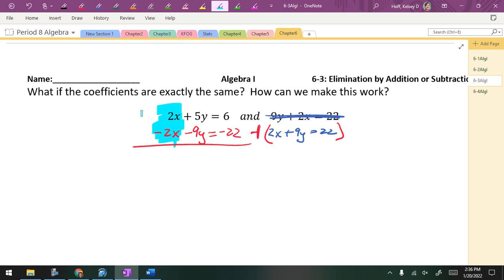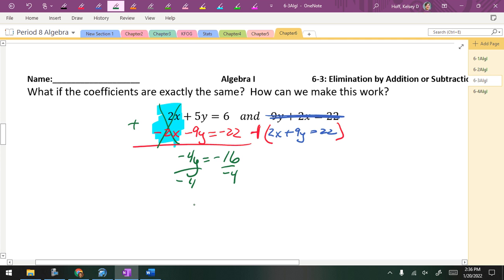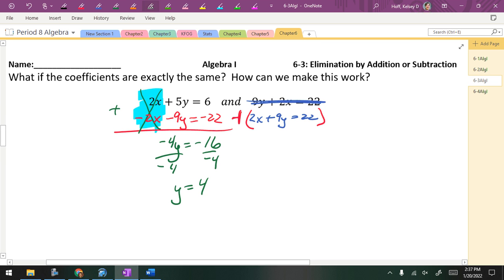The benefit of that is these are now opposites. They cross out. 5, and we're really adding these, plus a negative 9y is negative 4y. 6 plus a negative 22, negative 16, yes. Then I would divide by negative 4, y equals positive 4. Let's plug it into the original one. 2x plus 9 times 4 equals 22.